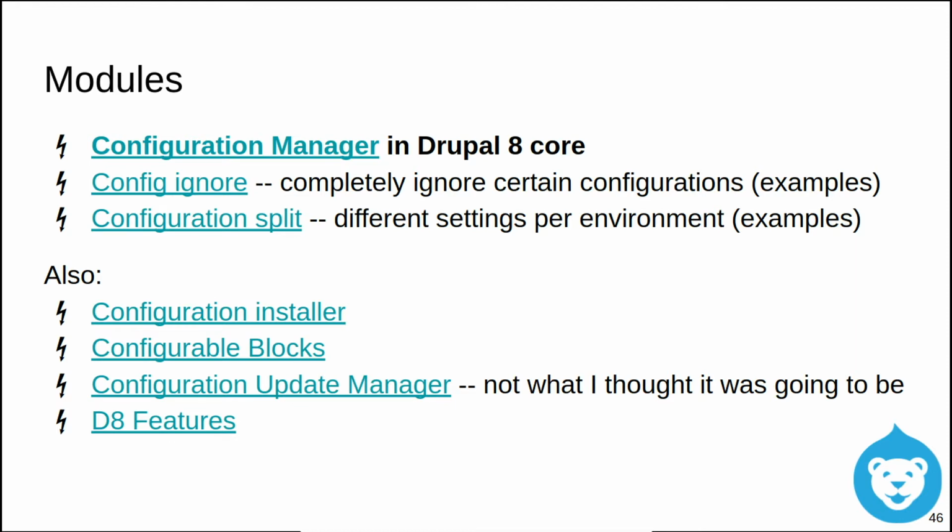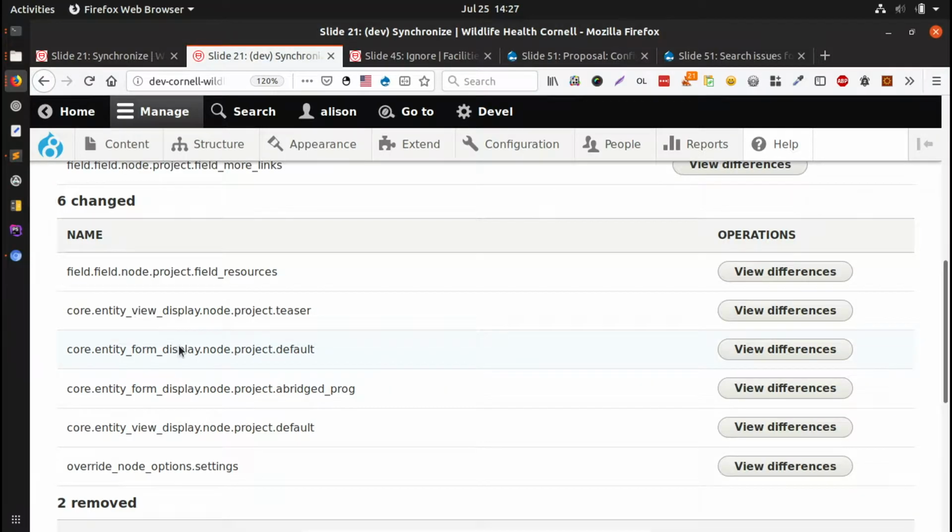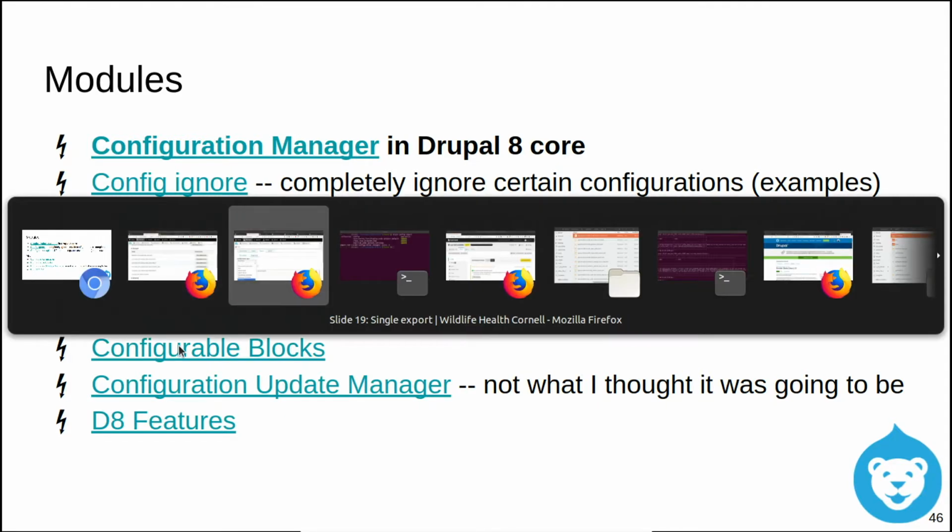Some modules: configuration manager is the thing that's in core. So that's your first step, to turn that on if you want to use configuration management, even if you decide not to commit these things to code, although I can't imagine why you wouldn't. But configuration manager, that's what you start. I think the machine name is simply config. Config ignore is super awesome. Slide number 45.